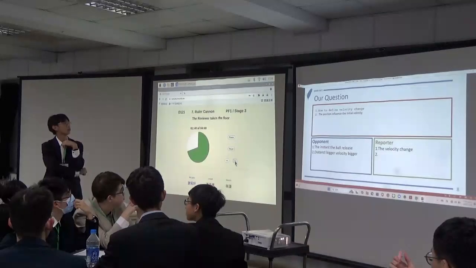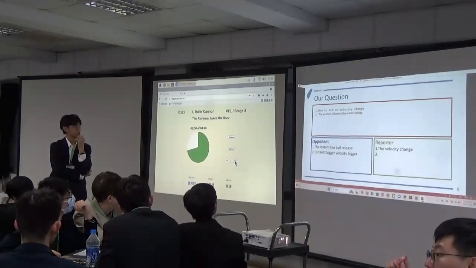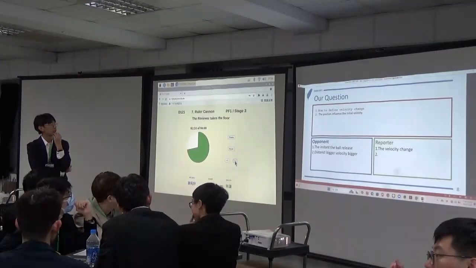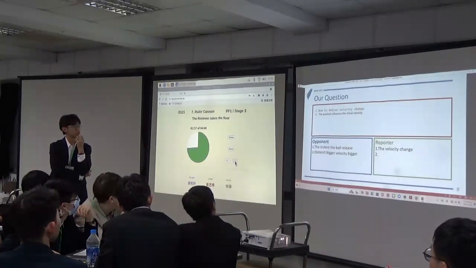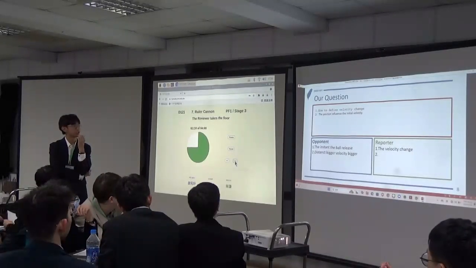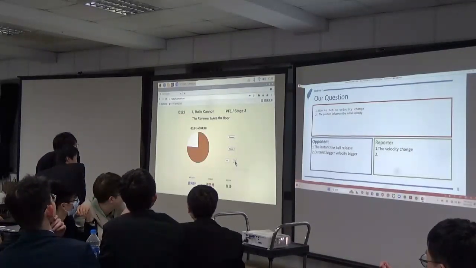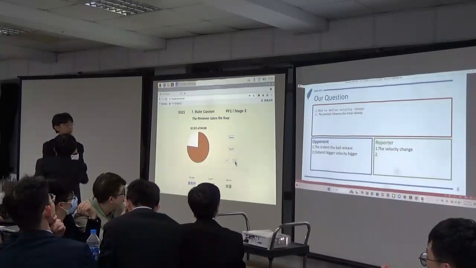The first one is how to define the velocity change. The opponent answered that it is the instant the ball is released. The reporter answered that it is the velocity change. We agree with the opponent.